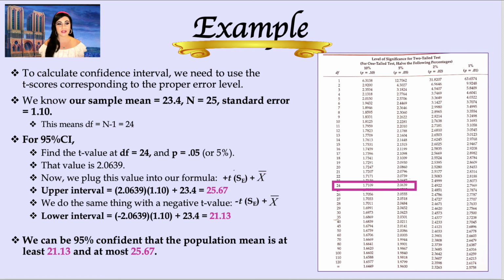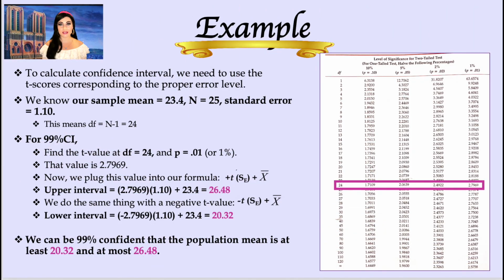So 2.0639 multiplied by our standard error value of 1.10 plus the mean of 23.4, and we are left with 25.67. We do that with the negative t-value, we multiply by standard error, and we add the mean, and we are left with 21.13. So we can say that we are 95% confident that the population mean falls somewhere between a score as low as 21.13 and as high as 25.67. Let's try this one more time with 99% confidence interval.